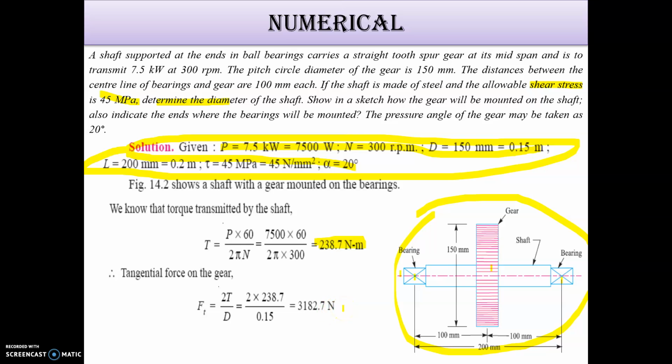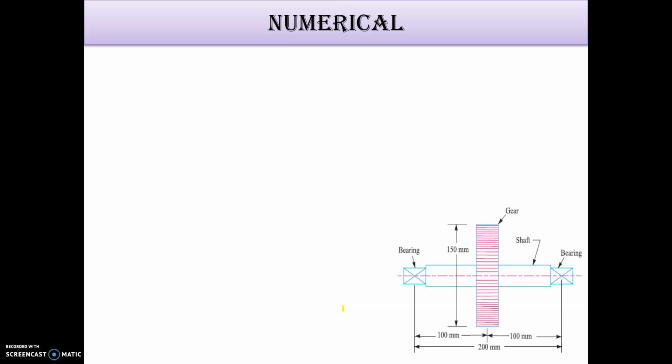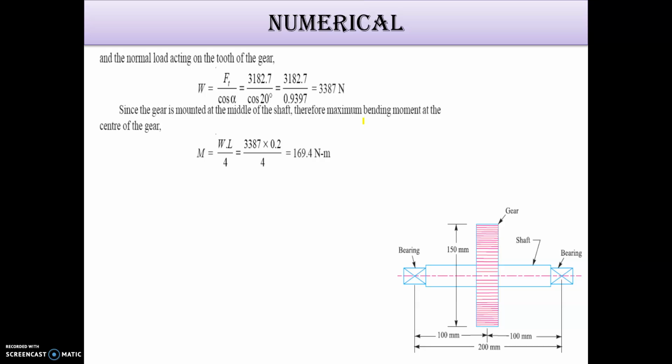Now this force will be converted into a load because it's an angular force. So this tangential force is converted into load with the help of this formula, with cos of alpha, where the pressure angle is 20 degrees, so we have taken alpha as 20 degrees. So we get a total load of 3387. This is the vertical load which is acting on the shaft. Based on this, it is a mid-span load, so M is W L by 4, a beam formula we have seen. So the bending moment is known to us now.